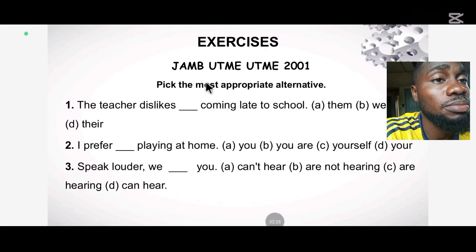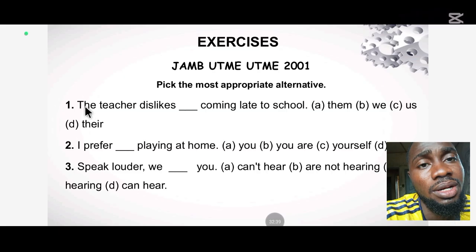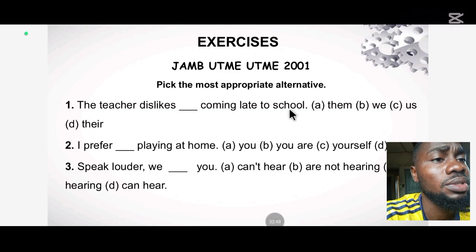Our exercise was brought from JAMB UTME 2001. The instruction says pick the most appropriate alternative. Okay, let's look at the first. Number 1. The teacher dislikes dash coming late to school. A. Them. B. We. C. Us. D. Their. What's your answer? The answer is D. Their. The teacher dislikes their coming late to school.